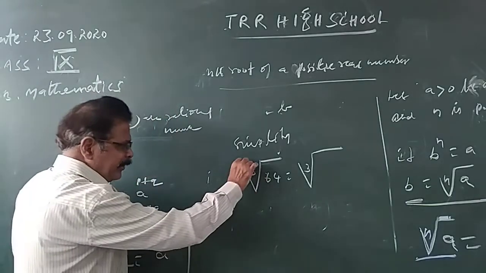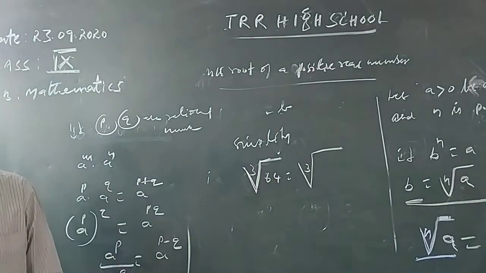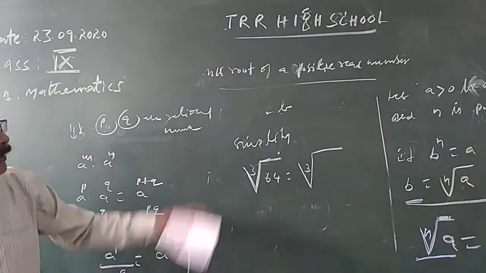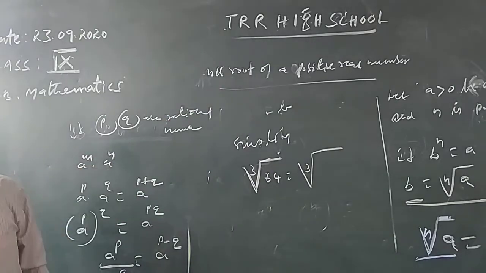So, what is the order of the surd here? What does surd mean? The positive nth root of a positive real number is called a surd.